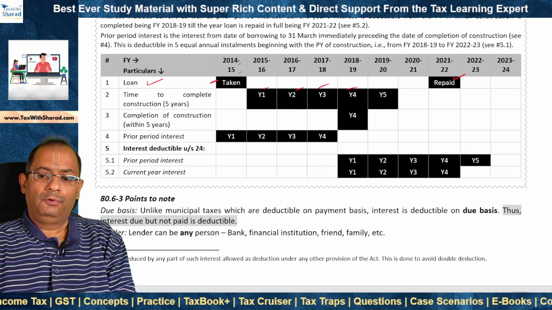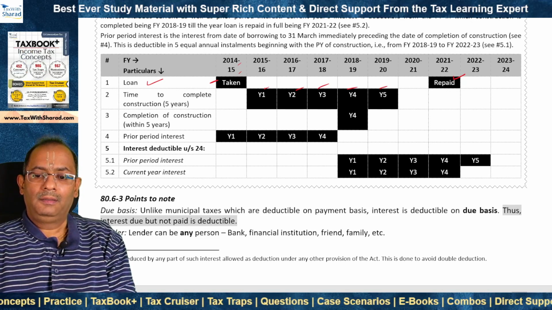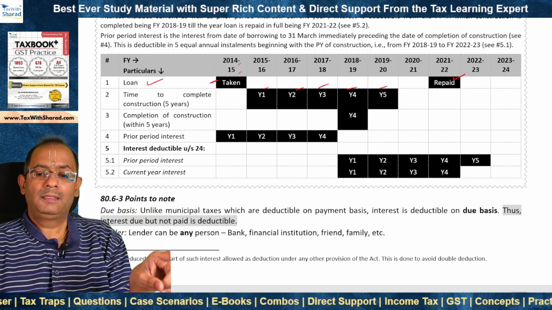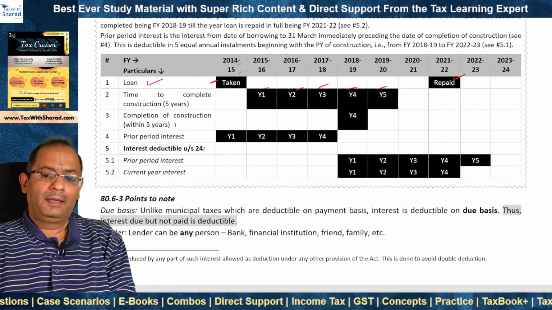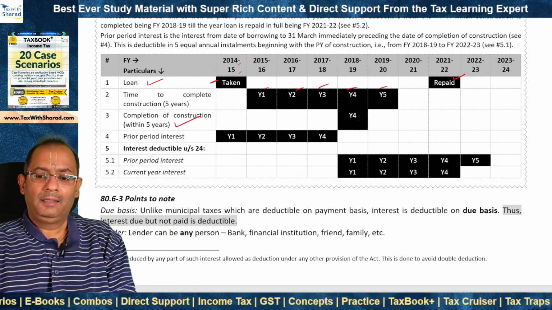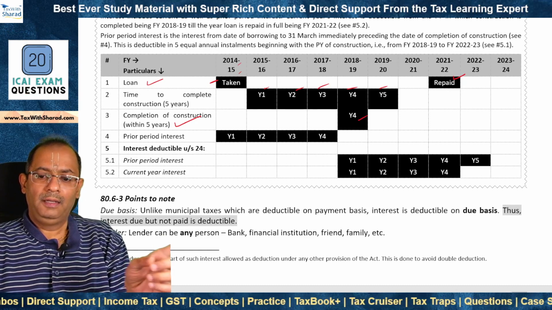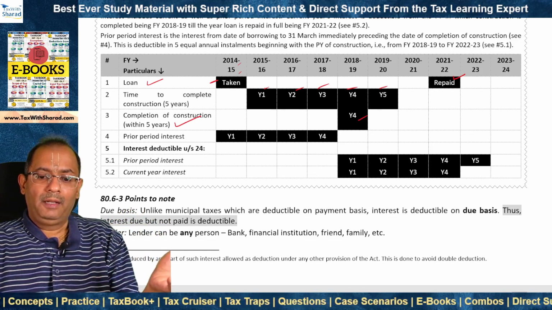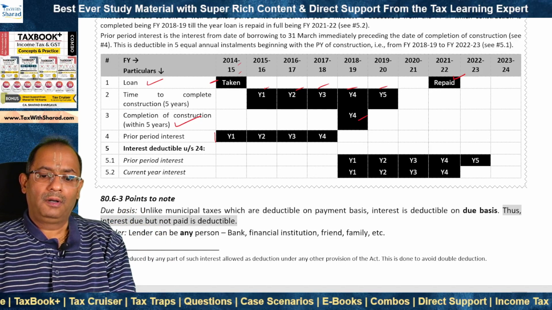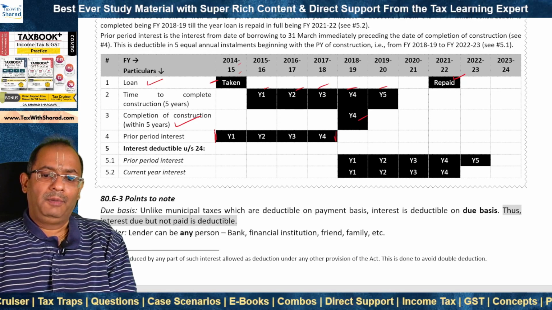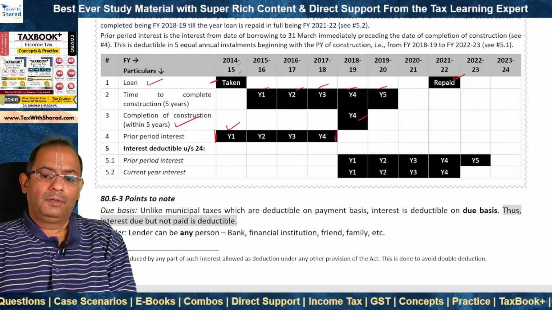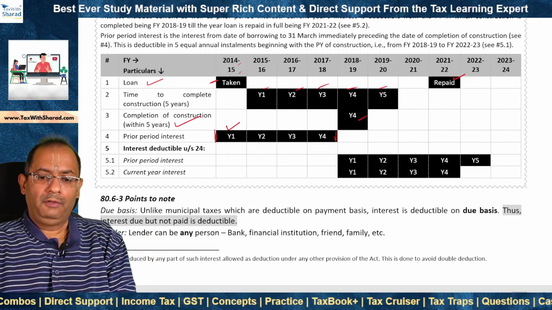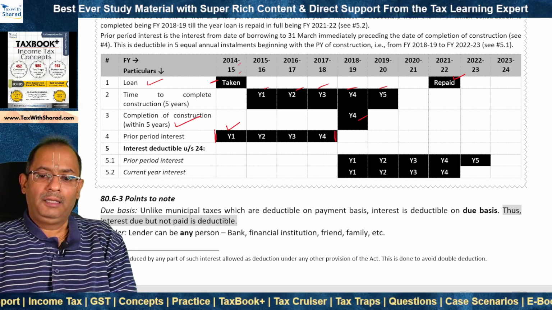Year 1, 2, 3, 4, 5. So by the end of 2019-20, the construction should be complete in order to avail of the enhanced interest deduction limit of 2 lakh. And construction is actually completed within 5 years, that is in year 4, in 2018-19. So what will be the prior period interest? Prior period interest will be the interest for this period, right? Because the loan has been taken in 2014-15. So the interest starting from the date of the borrowing, that means within 2014-15, and till 2017-18.